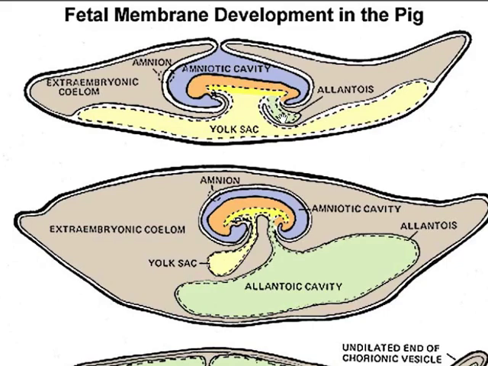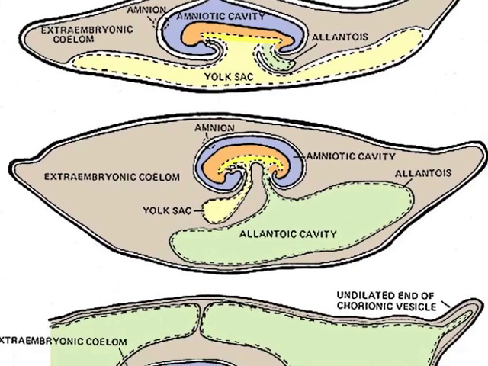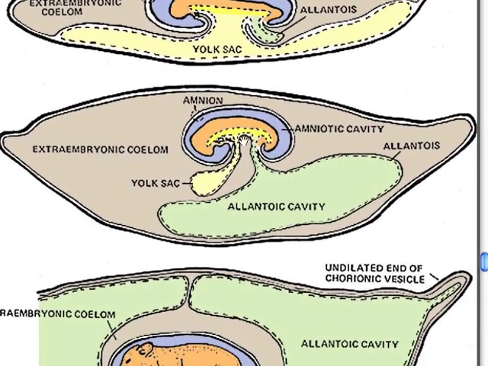When we get to a later stage of development, here we see the yolk sac is regressing and the allantois is growing out so it can make contact with the chorion and be a functional placenta. The amnion is separated from the chorion as these two folds have merged together.